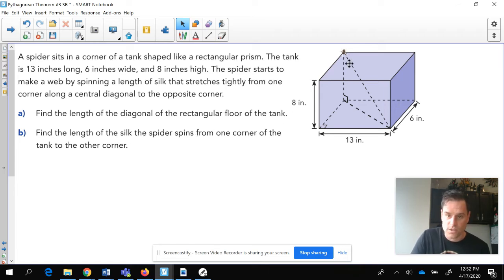which if you see the spider right here, I'm not a fan of spiders, by the way.